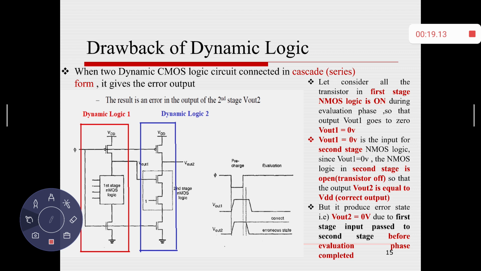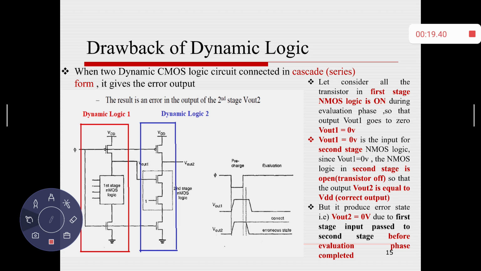But what happens in dynamic logic is, before the evaluation phase of the first stage is completed, instead of connecting the 0 input, the pre-charge output 1 is connected to the input of the second stage of NMOS logic. So in the second stage, the NMOS transistors are connected and the output goes to 0. This is called an error state.